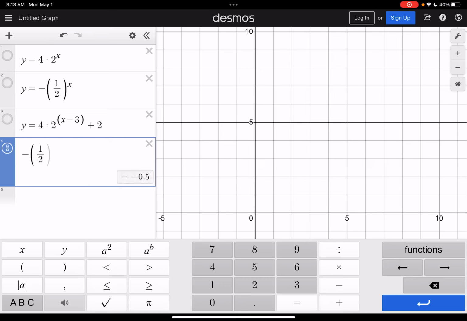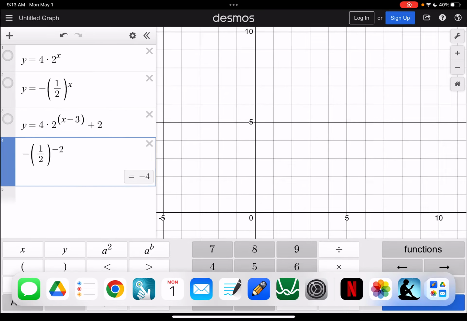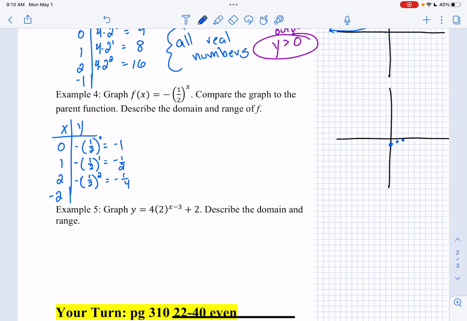-1/2 to the -2. I get -4. -2, down 1, 2, 3, 4. So from that, I can tell in doing my curve, it's going to come up and do something like that.